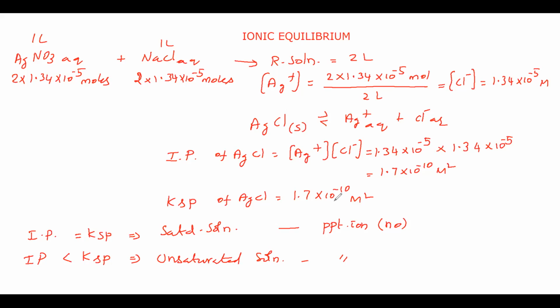Now we will take a silver nitrate solution. This is 4 into 1.34 into 10 to the power of minus 5 moles of silver nitrate, in a 1 liter solution. Then we will add sodium chloride solution to this, 4 into 1.34 into 10 to the power of minus 5 moles, in 1 liter. Now let us mix both.